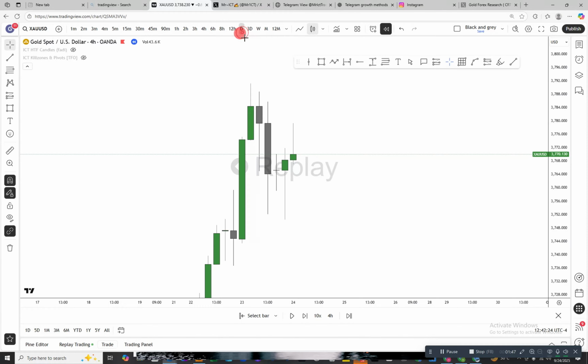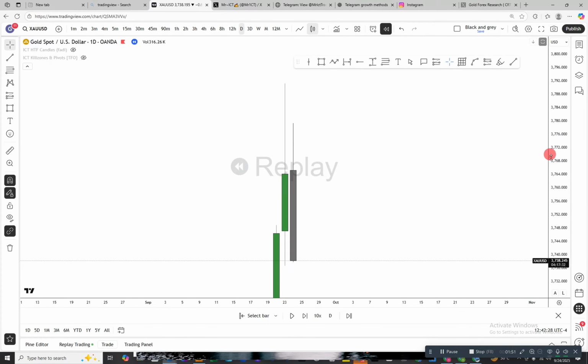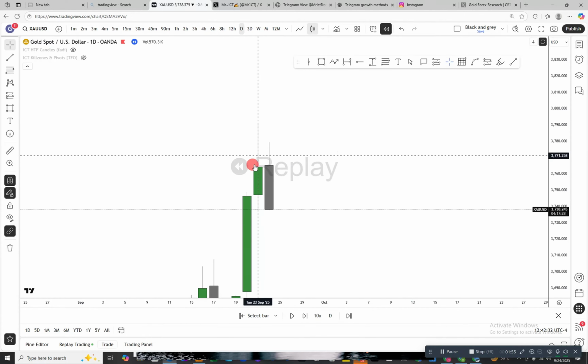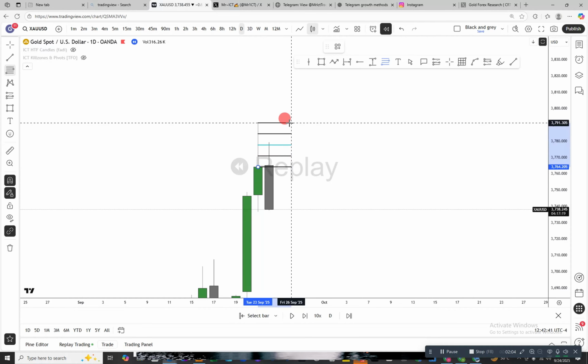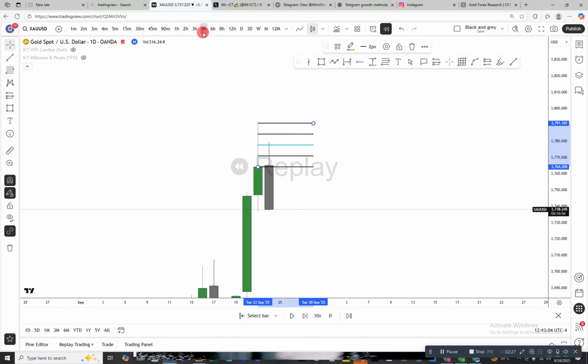First of all, I have checked the daily time frame as my higher time frame. The daily time frame was clearly indicating a rejection block. This was a clear-cut rejection from the sellers towards the upside in the daily time frame. Then I go to the H4 time frame.